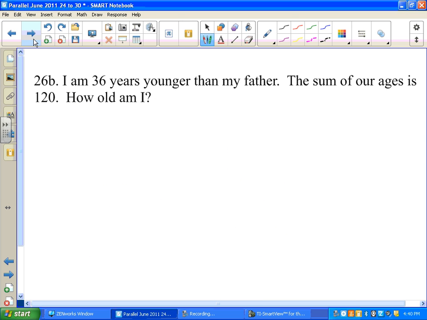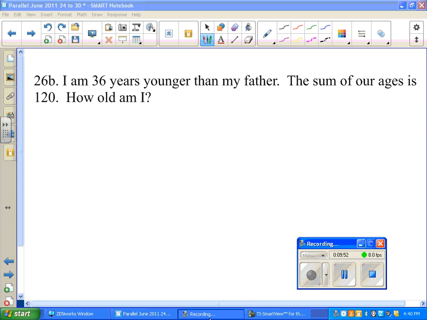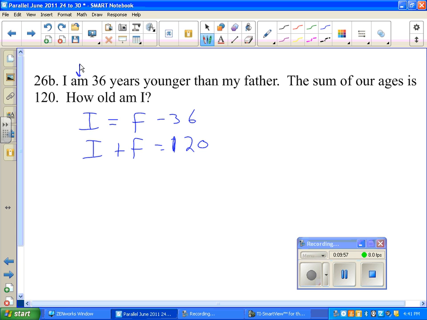26D, I am 36 years younger than my father. The sum of our ages is 120. How old am I? Here are the equations that I set up. I am, is, are, was, were, have, had, has. I am means equals. I am 36 years younger, so minus 36 from my father's age. The sum of our ages, I plus f, equals 120.